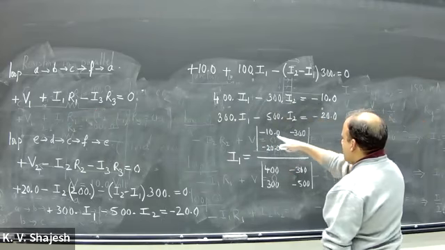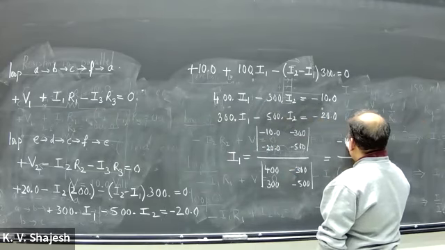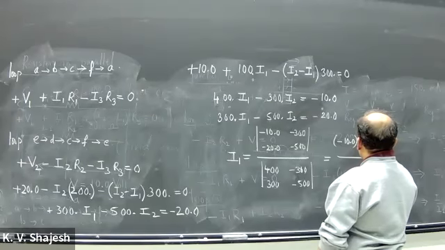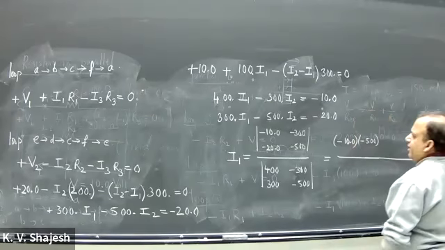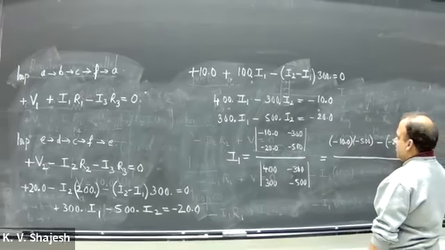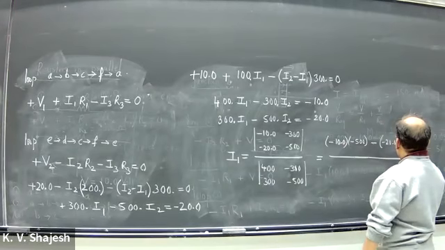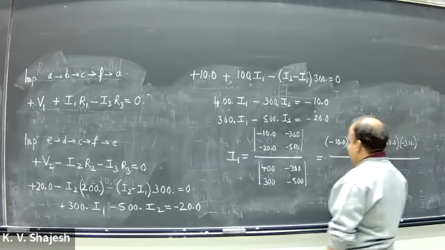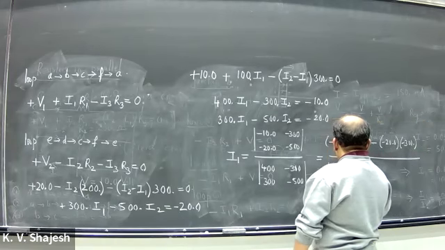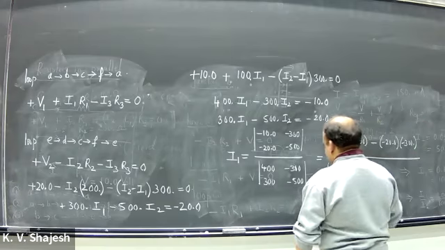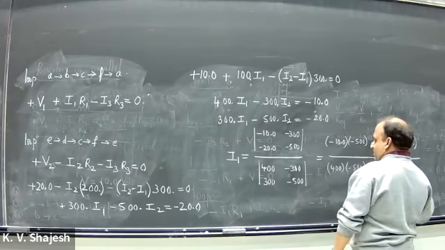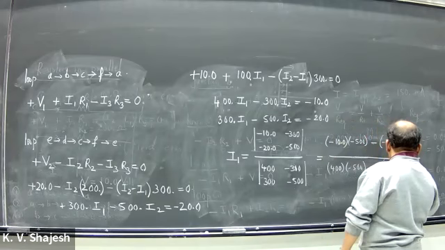So this will be minus 10 times minus 500, minus of minus 20 times minus 300. And the denominator will have 400 times minus 500, minus of 300 times minus 300.